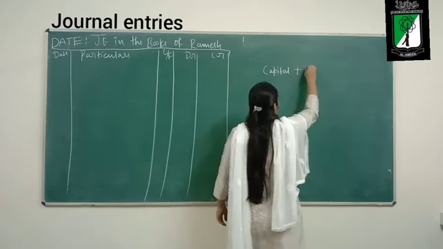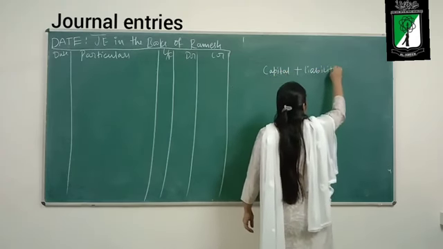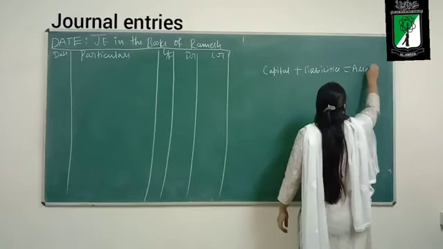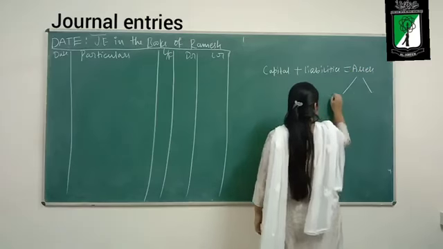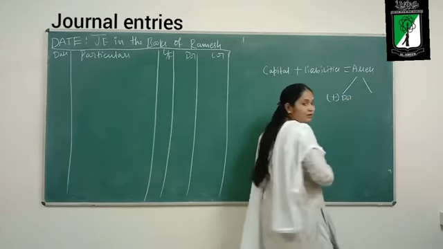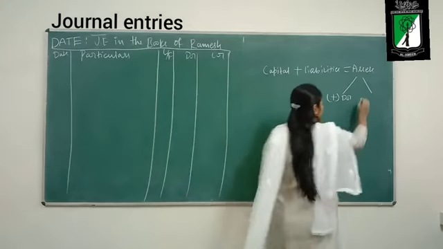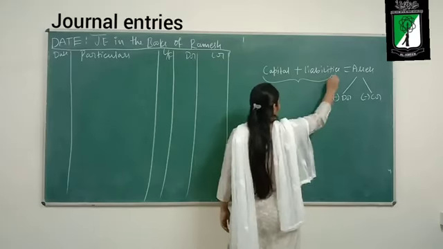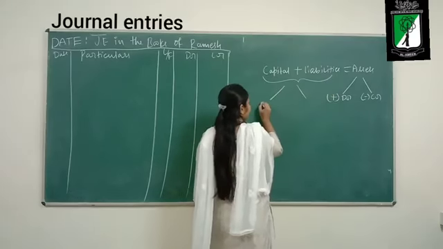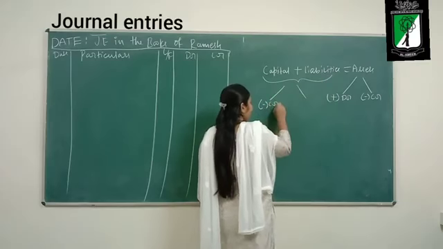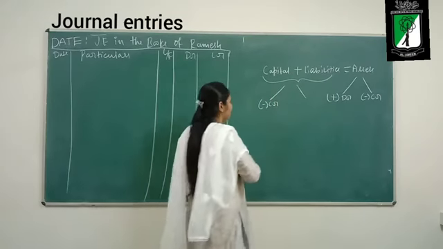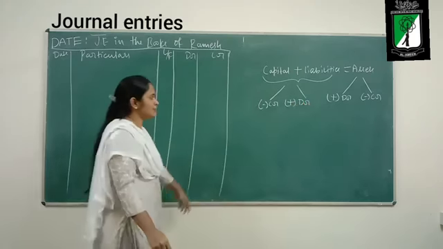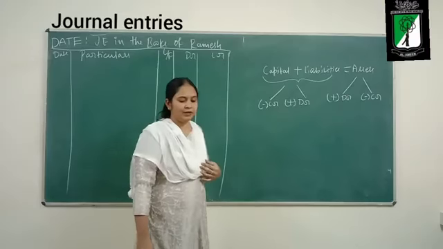Capital plus liabilities is equal to assets. The rule for assets is: increase should be debited, decrease should be credited. And for capital and liabilities, the rule is: decrease should be debited, increase should be credited.